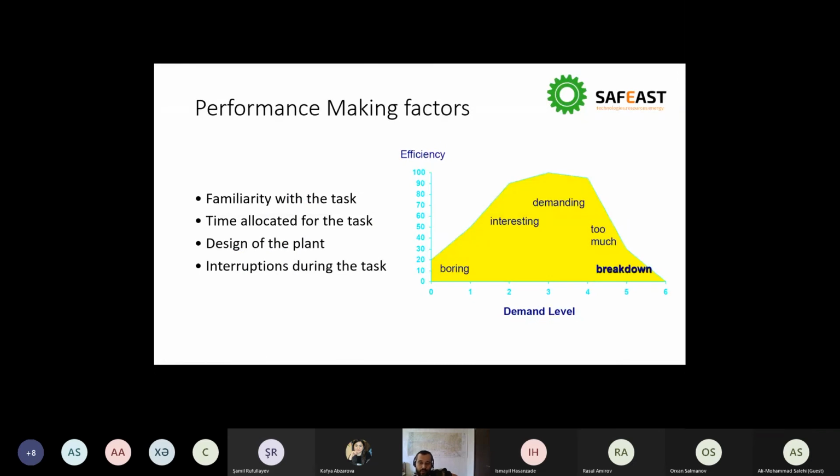And interruption during the task, so how stressed and how focused you are on the task when you are doing it. There is also one study on demand and efficiency level. If there is less demand on people, they find things boring. If there is a balance of demand, you will get more out of people in terms of efficiency because they will find it interesting and demanding. But on the other hand, if you put too much demand, people will again start to deteriorate in terms of efficiency and finally break down.